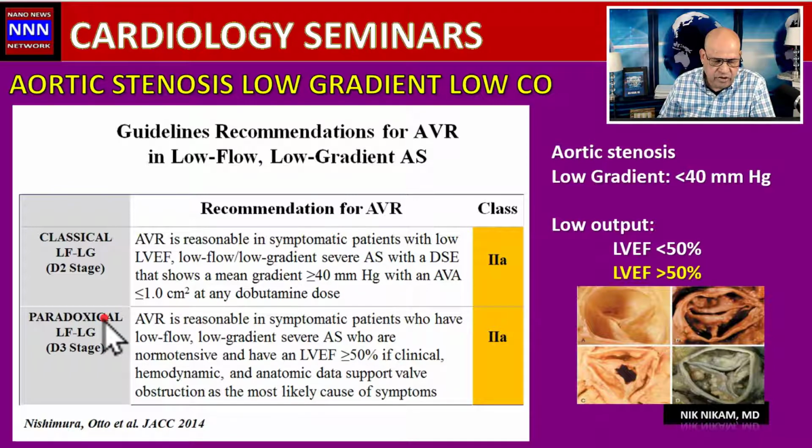Whereas paradoxical low flow, low gradient, aortic valve replacement is reasonable in symptomatic patients who have low flow, low gradient, severe aortic stenosis, or normotensive and have ejection fraction of greater than 50% if clinical, hemodynamic and anatomic data support valve obstruction as the most likely cause. So here are the class 2A and 2A.